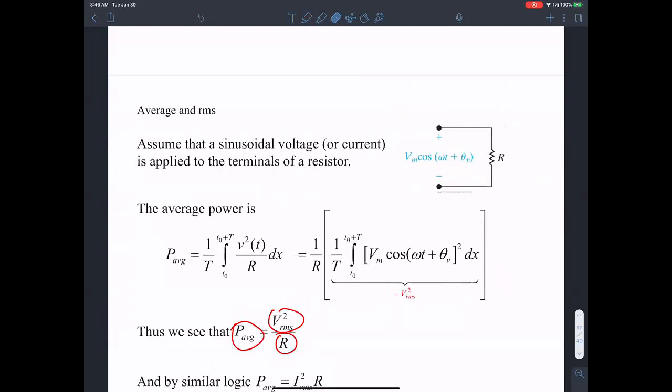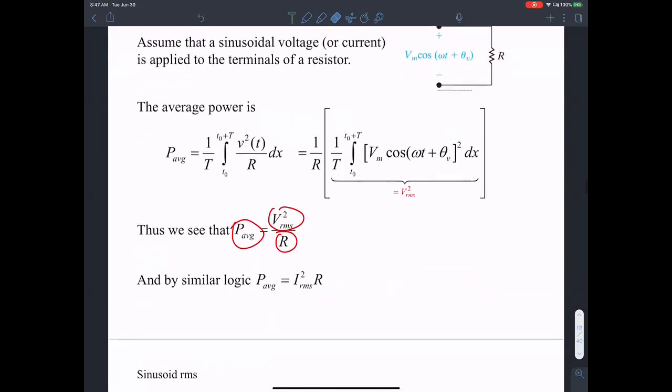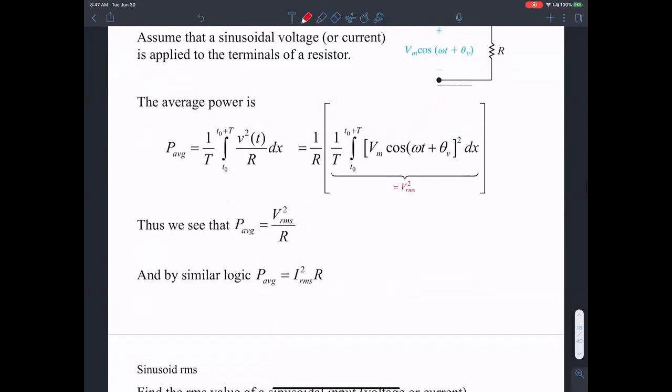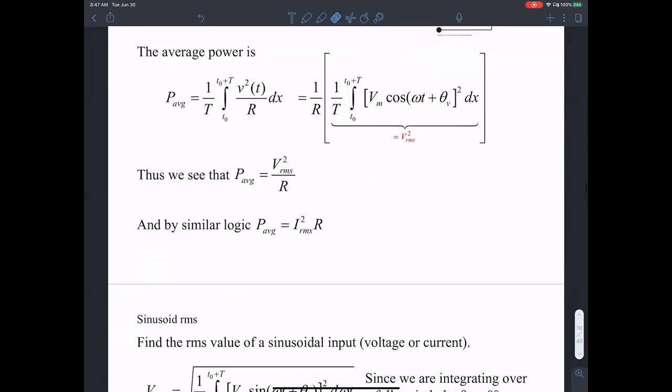If we do the integral of the square of that function, and remember that this voltage is applied across the resistance, the average power is VRMS squared over R, or it can also be expressed as I squared RMS times R. So these are the expressions for power in terms of the voltage, or if I were to use a current source, that would be the current I squared R.